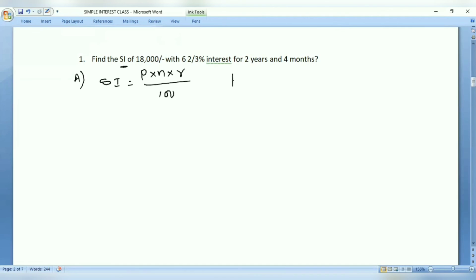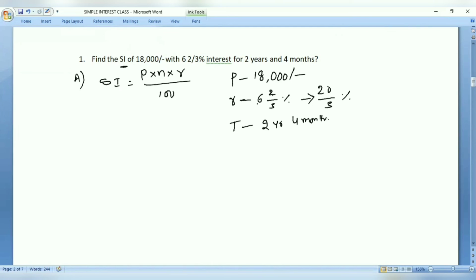So here, what is the value of P? It is 18,000. Then what is the rate of interest? Rate of interest is 6/2 percentage. 6/2 percentage, if you convert, 3 into 6, 18 plus 2. So 20/3 percentage. Now time period is 2 years and 4 months. Now how do we convert this into years? 4 months means 12 months is equal to 1 year. 4 months means how much? X is equal to 4 by 12.